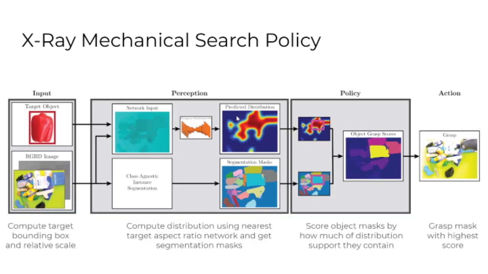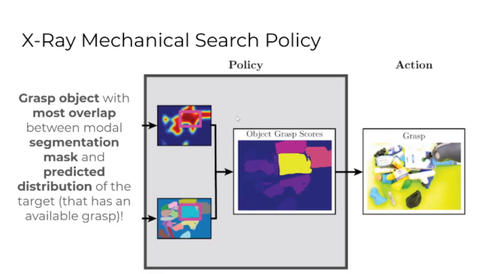This diagram captures the full policy pipeline, where at each step we predict both the target object occupancy distribution and segmentation maps for the heap. The robot then removes the object mask that contains the largest amount of the occupancy distribution. Scores for each object are simply a sum of pixels in the mask weighted by the occupancy distribution values.